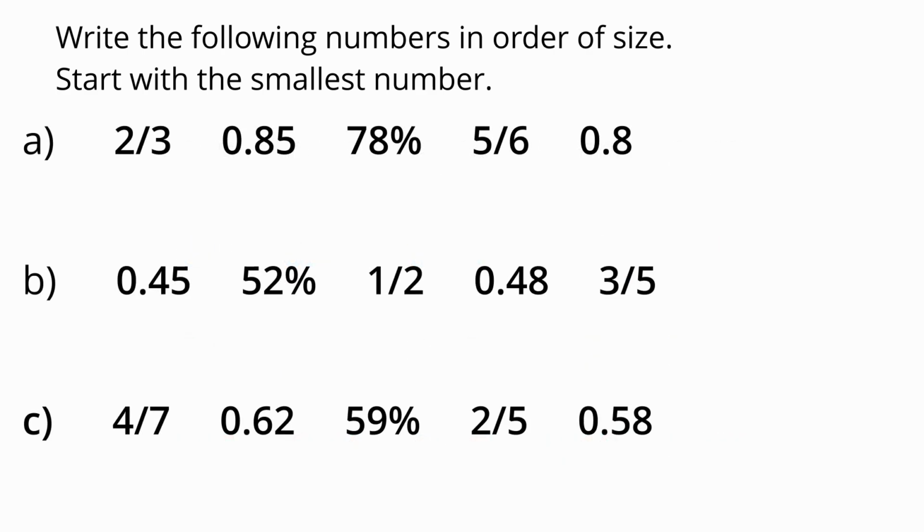Here are 3 more questions. Write each set of numbers in order from smallest to largest. Press pause and have a go. When you have answered all the questions, press play to see how many you got right.